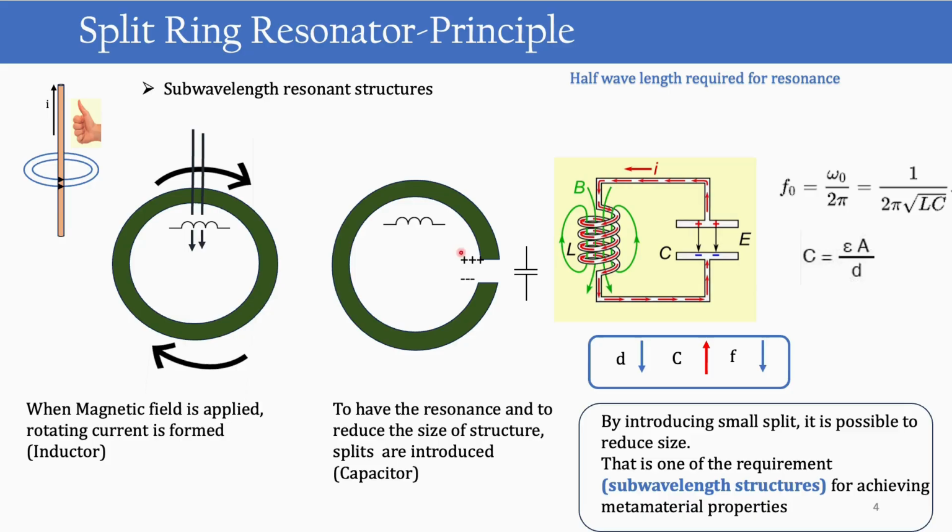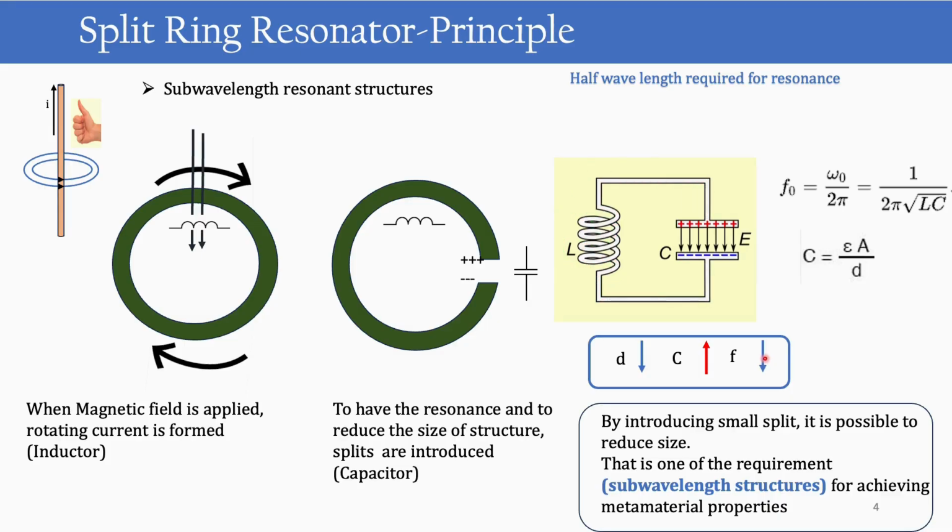So here we can see that by using some splits, we can make it a resonance structure. This is the resonant frequency of this structure: 1 by 2 pi root LC, and the capacitance can be given by epsilon A by D. D is the distance of separation, or this gap. So we can see that when this distance of separation or this split is very small, the capacitance will increase and it will effectively reduce the resonance frequency.